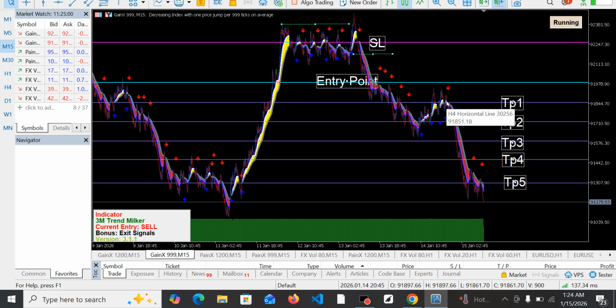So it is normal when you have a pullback like this. So long as you are still in profit, you are good to go. And so long as it didn't get to your stop loss, you are good to go. So that is how we were able to achieve this.